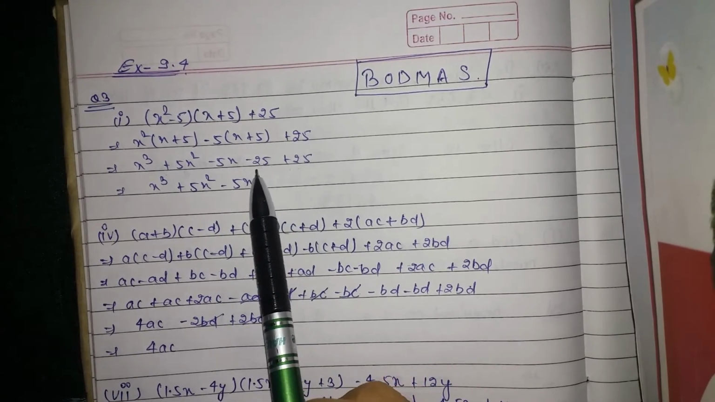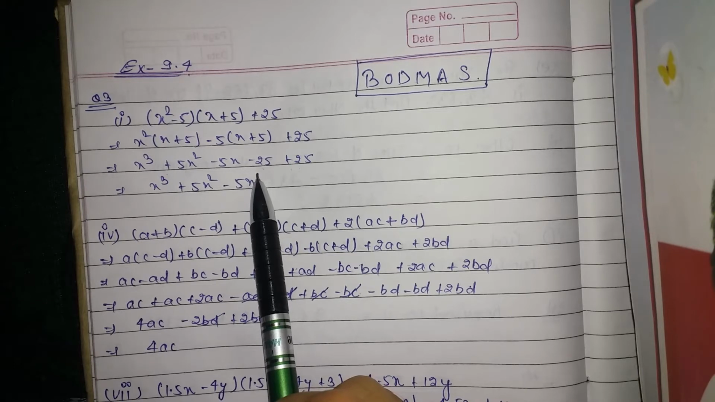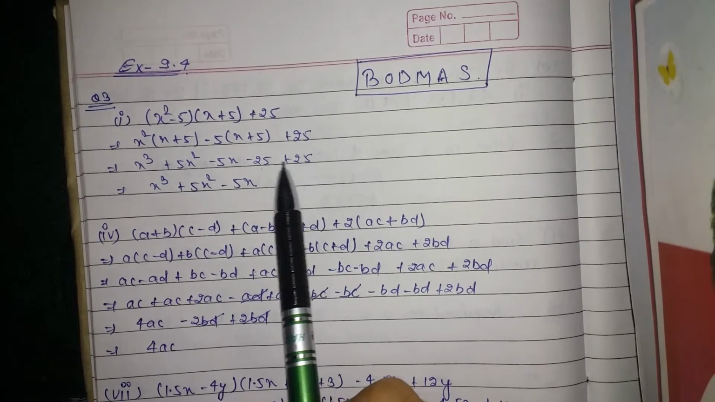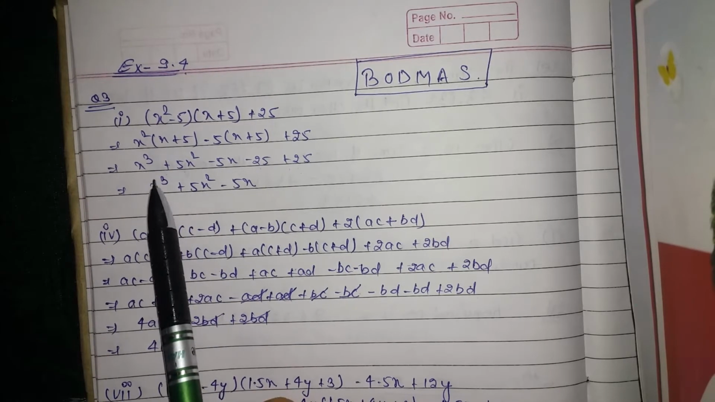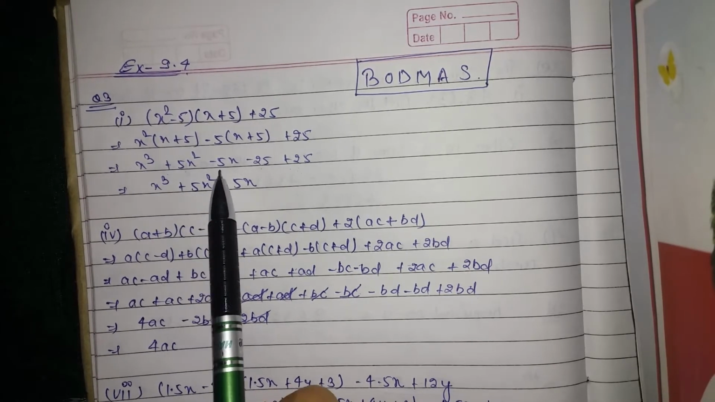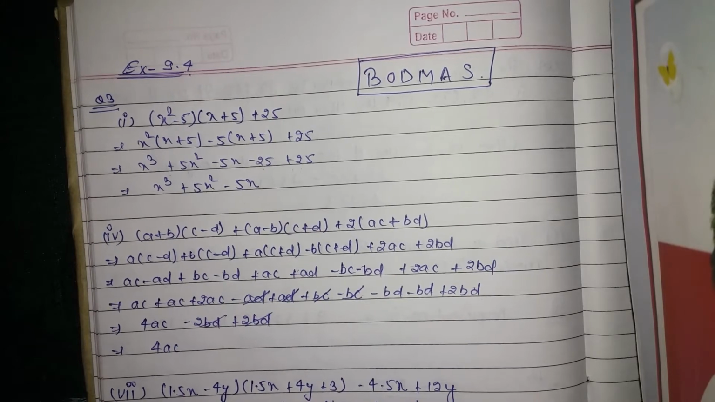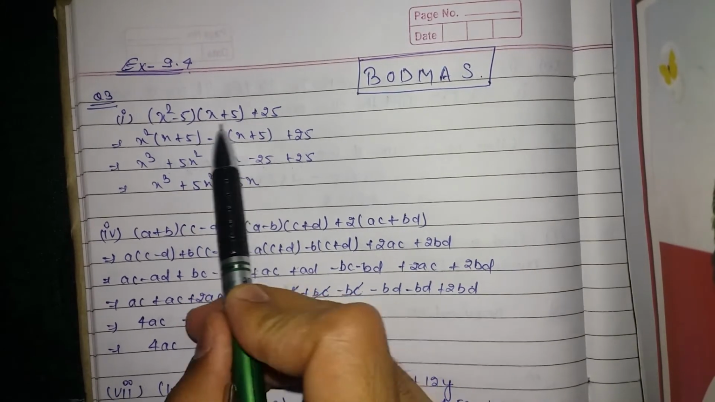as it is. Now here this 25 is negative, here this 25 is positive, therefore they will cancel each other. So write down the remaining parts. X cube plus 5x square minus 5x. This is your simplest or simplified form of the given expression.